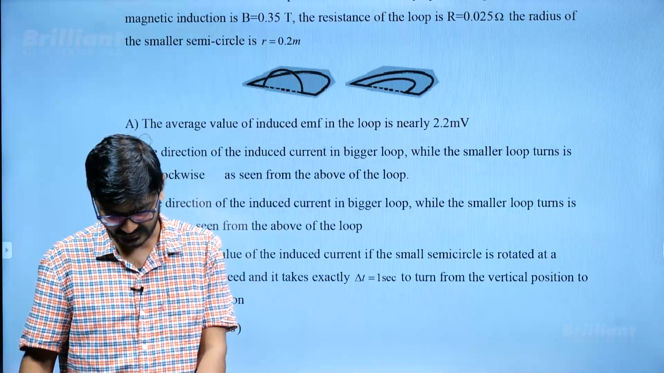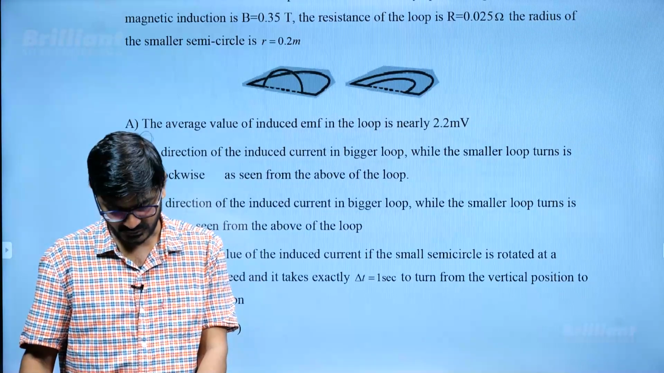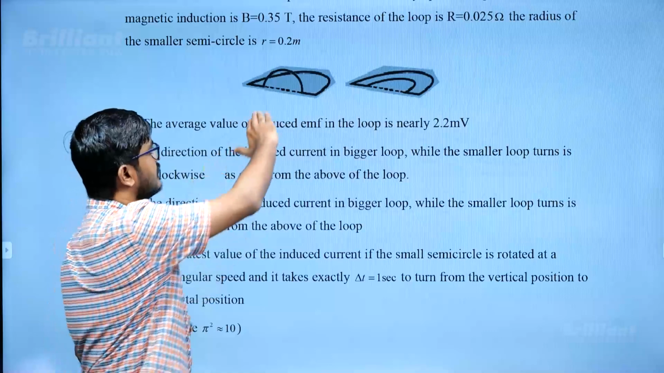Thereafter, the last question is the greatest value of induced current if the smaller semicircle is rotated at a constant angular speed and it takes exactly 1 second to turn from vertical position to horizontal position. So it is rotated with a constant angular velocity.